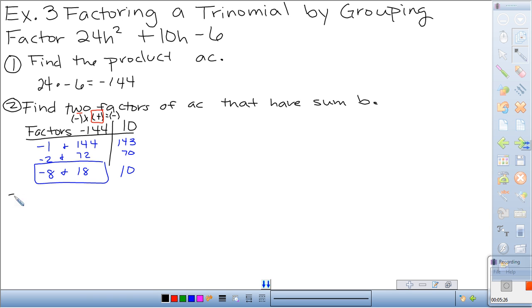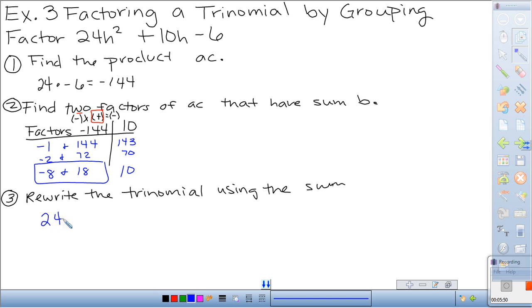In the third step, you're going to rewrite the trinomial using the sum. So using these two numbers that we just had, negative 8 and 18. So we're going to rewrite this trinomial. You leave the first term and the last term alone. So we just rewrite, we have 24h squared. We don't do anything to that. And we're going to leave negative 6 alone too. But instead of writing plus 10h, I'm going to write minus 8h and plus 18h.